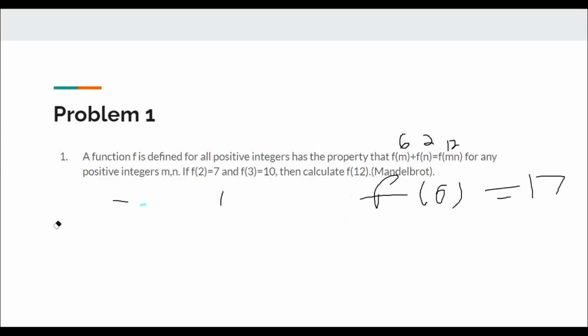So now that we know f of 6 is equal to 17, and f of 2 is equal to 7, you can sum those two. If you do f of 6 plus f of 2 by this function, you're going to get f of 6 plus f of 2 is equal to f of 12. And that's going to be 24. So our answer is 24.